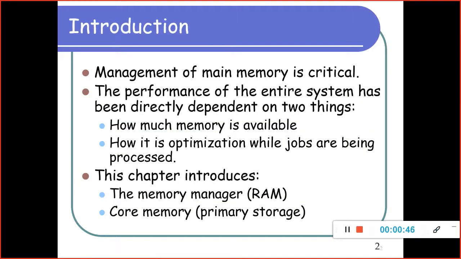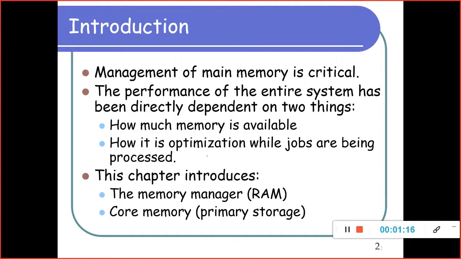So, management of main memory is critical. Without RAM, your computer cannot run, because it doesn't have a memory. Instruction from CPU will always refer to the main memory or cache memory, but it still is a RAM. The performance of the entire system is directly dependent on two things: how much memory is available, and how well it is optimized while jobs are being processed.